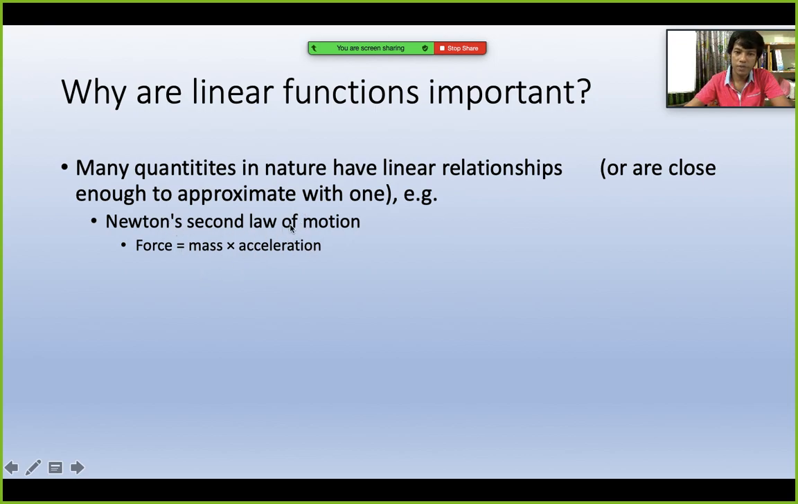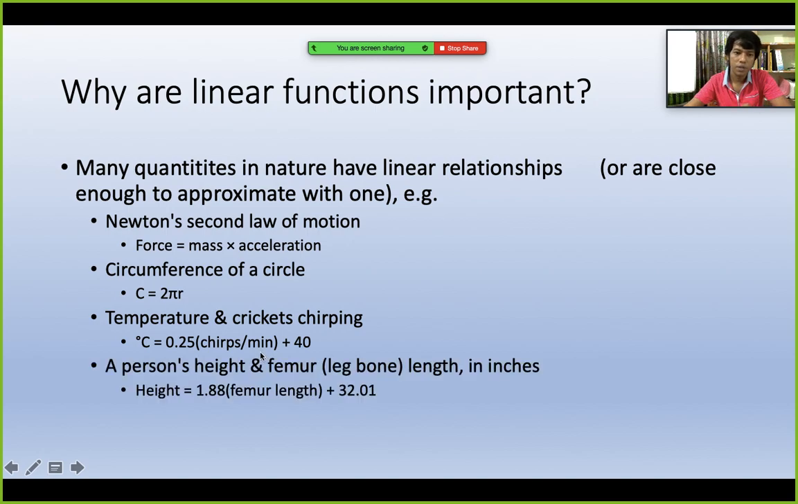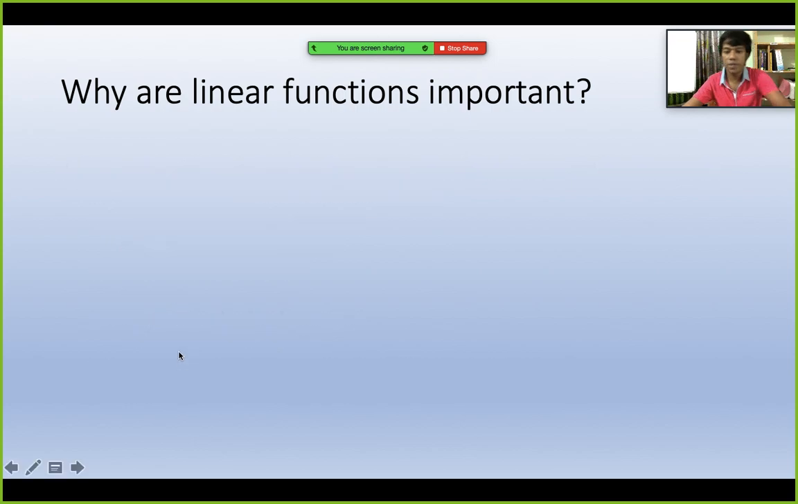Newton's second law of motion, F is equal to ma. Those who studied physics, you have seen this. F is equal to ma is a very famous formula. Also in our regular life, in some parts of our class also, we have this kind of thing in the application math, of course. Then the circumference of a circle, c is equal to 2 pi r. This is also linear. Then temperature and crisp per minute, so they have some linear relationship. This kind of thing, all of them have some linear relationship.